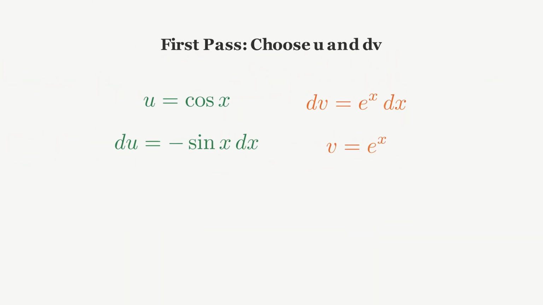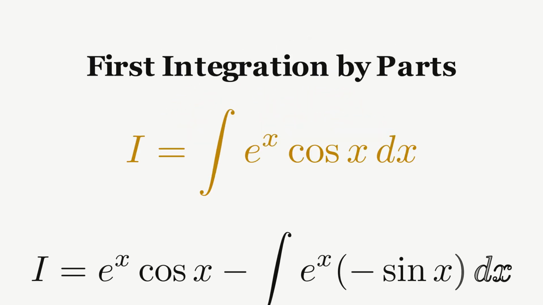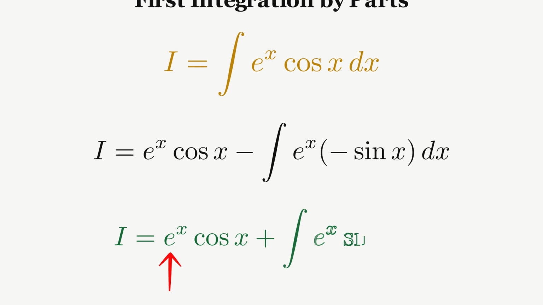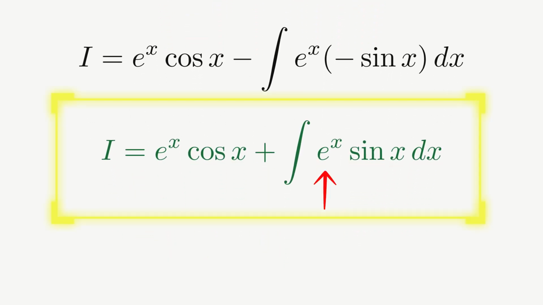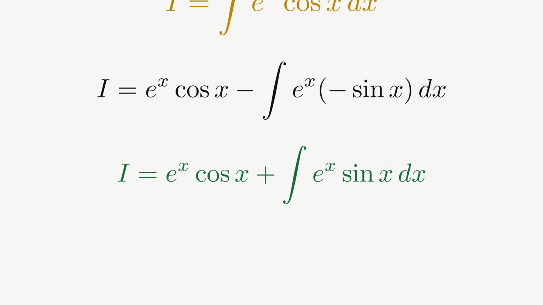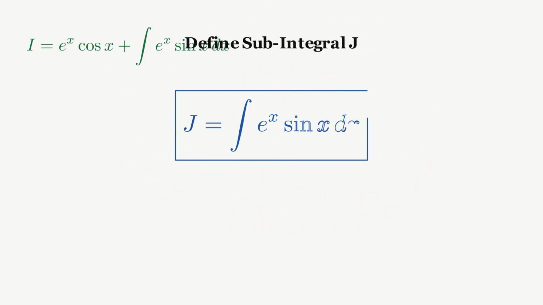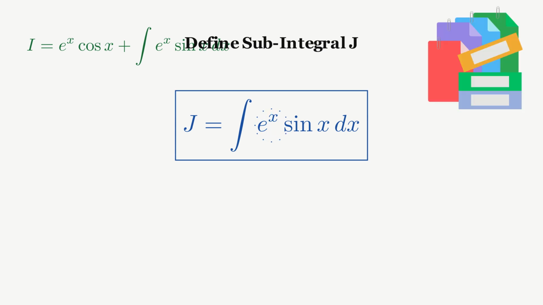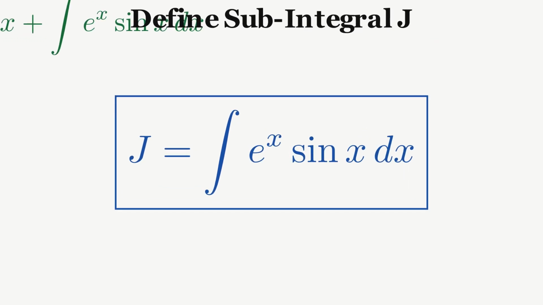Now substitute everything into the integration by parts formula. The integral becomes e to the power x times cosine x plus the integral of e to the power x times sine x with respect to x. Notice that we have created a new integral. To keep our work organized, let's call this new integral J. So, J equals the integral of e to the power x times sine x with respect to x. Now our attention shifts to solving J.